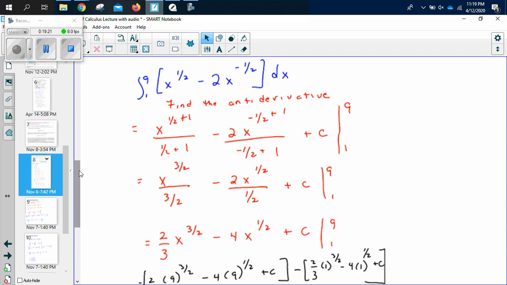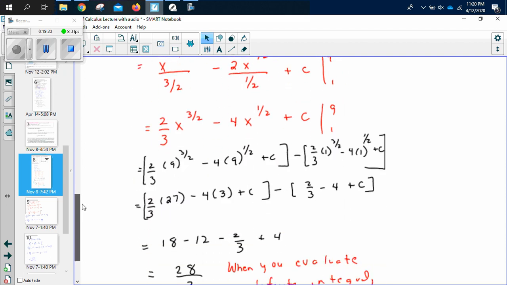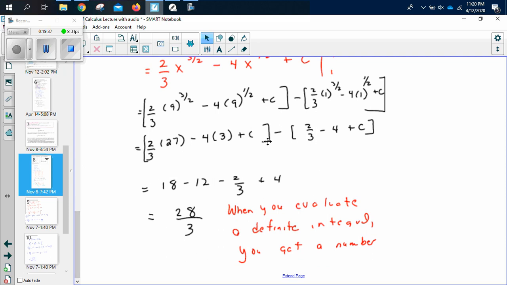And then I'm going to simplify this a little bit before I substitute in the values. So then I substitute in the 9 and the 1. I substitute in the 9, I substitute in the 1, and then this just means the square root of 9 cubed, which would be 3 cubed, which is 27. And then I collect my terms, and notice that the c's cancel here, and so I get 28 over 3.